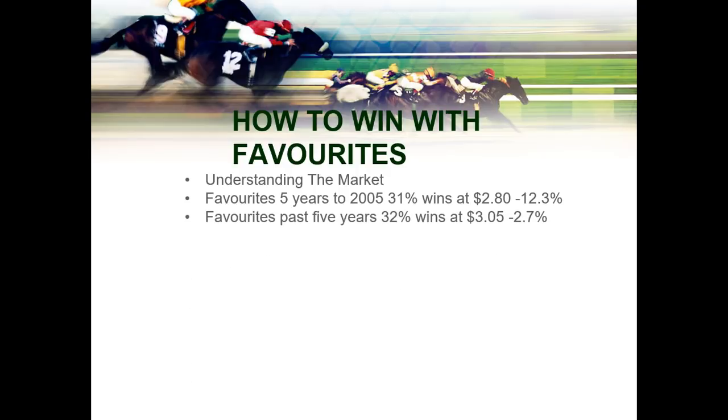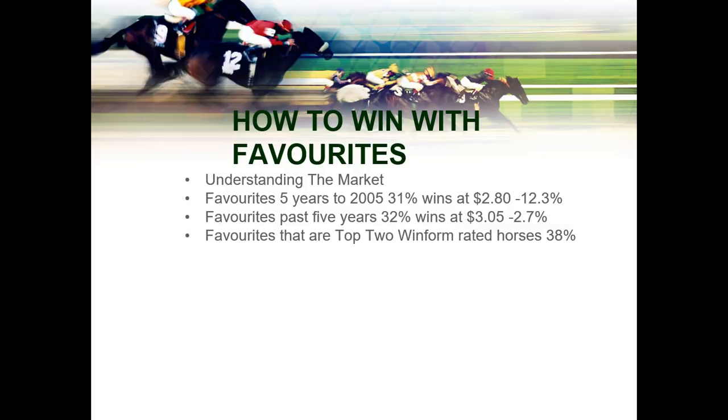What's happened since then? Over the past 5 years, 32% of favourites are winning, so more favourites are winning, but the amount of money you get on average is $3.05, so you're only losing 2.7%. How can you make it so that you're maybe not going to increase the number of winners you back, but get a bigger dividend than that? So, for example, favourites that are in the top 2 Winform rated horses, so that's our ratings.